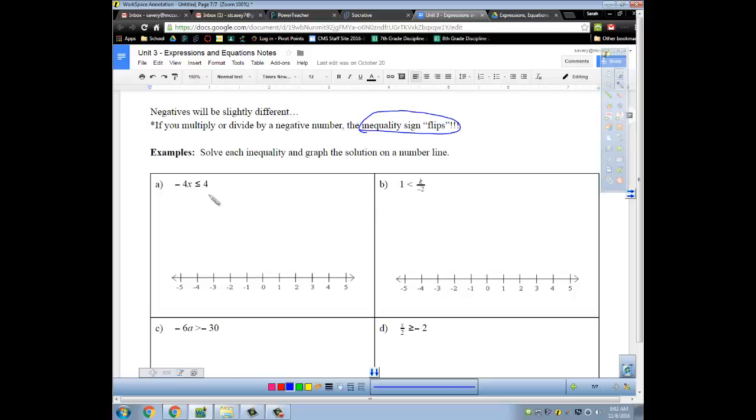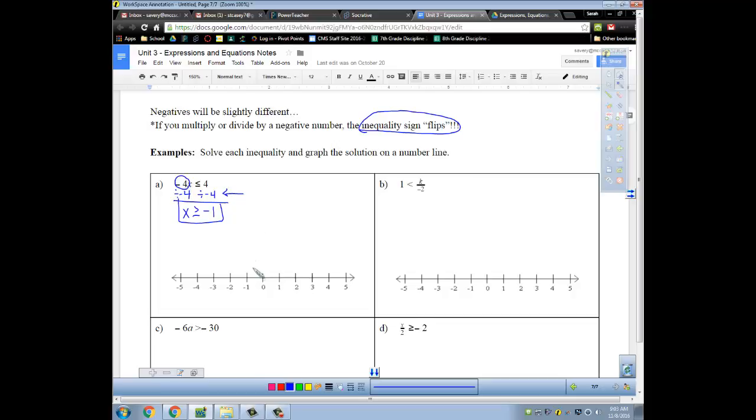So, like here for part A, it says negative 4x less than or equal to 4. So I'm going to divide both sides by negative 4. Now since that was a negative, we're going to flip this inequality symbol so it faces the other way. And 4 divided by negative 4 is negative 1. So if the number by the variable, so this number right here, is negative, you're going to flip your sign. And that's only for multiplication and division, not addition or subtraction.